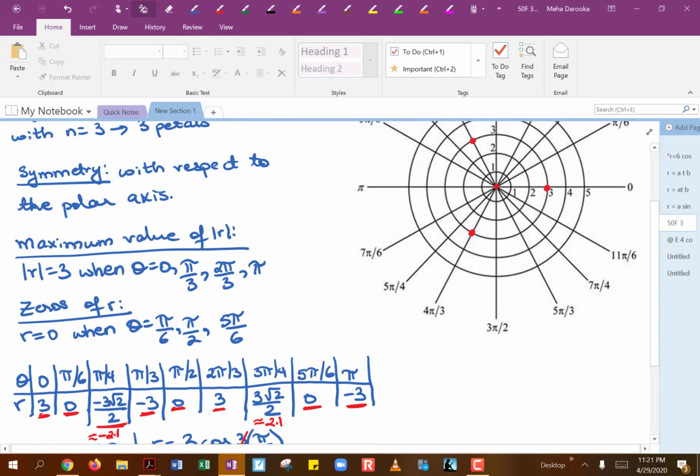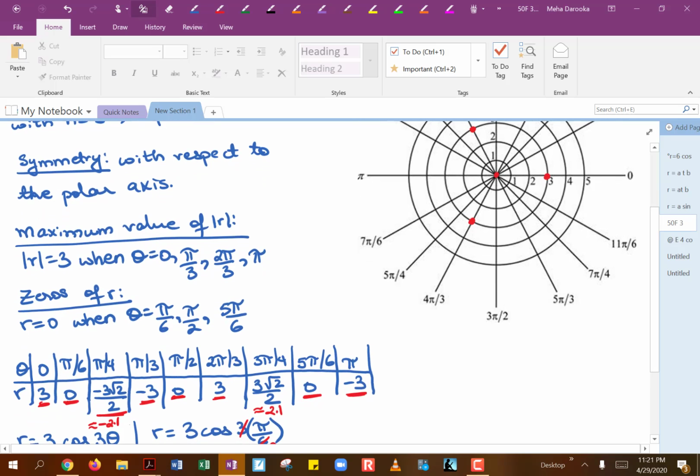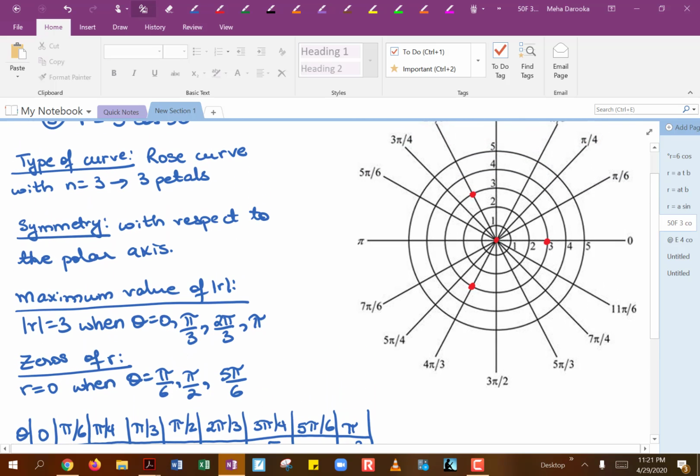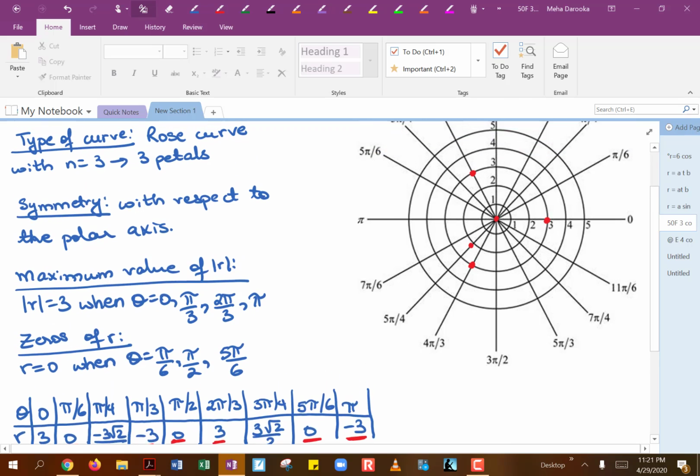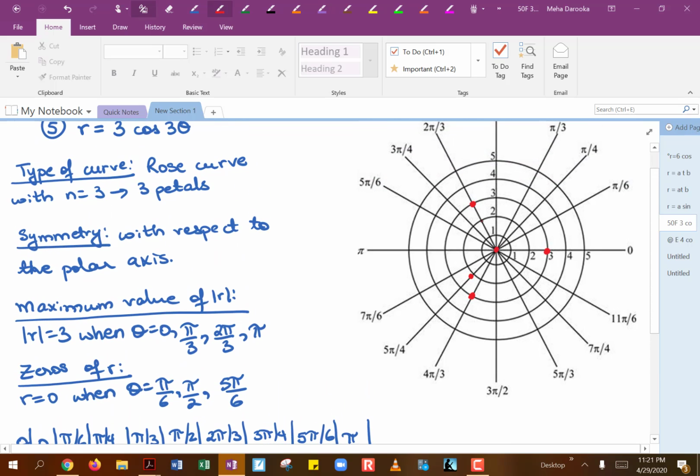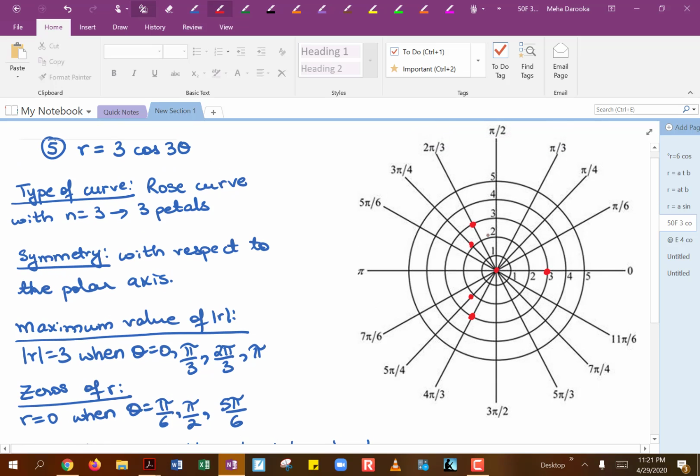So let's see, pi over 4 is negative 2.1. Pi over 4 is negative, where are you? Negative 2.1. So somewhere over here. 3 pi over 4 is positive 2.1. So it might help to have some of these other points over here.